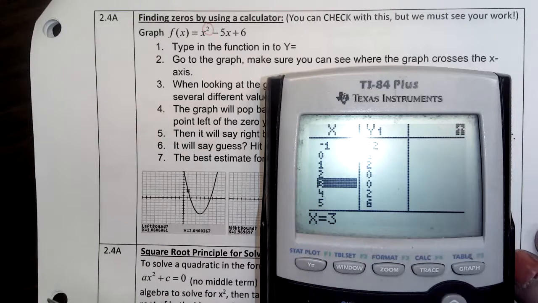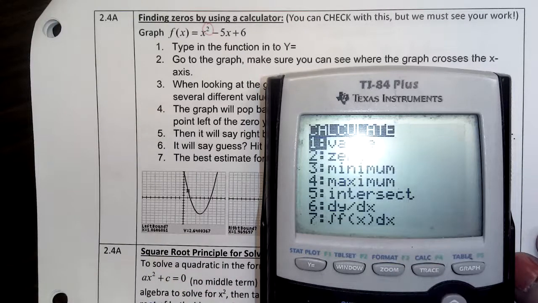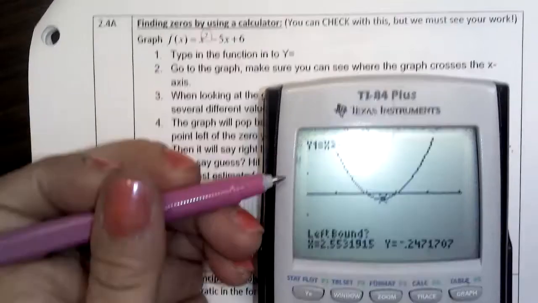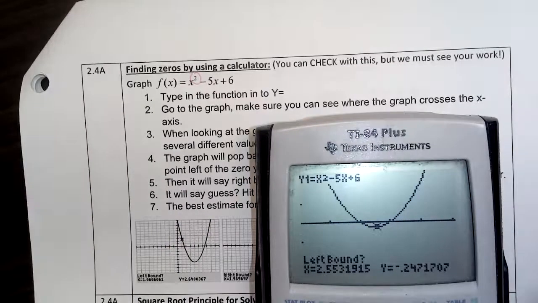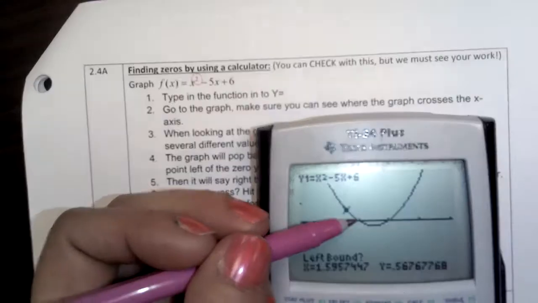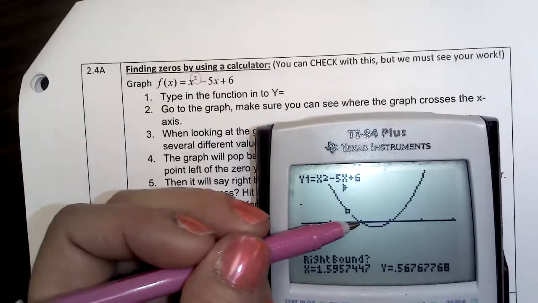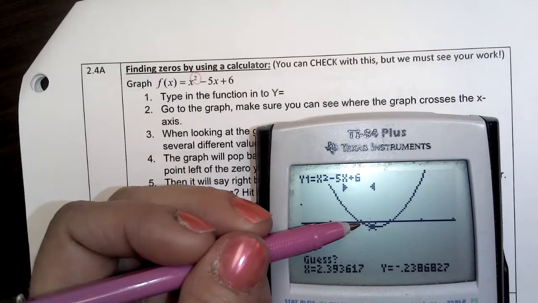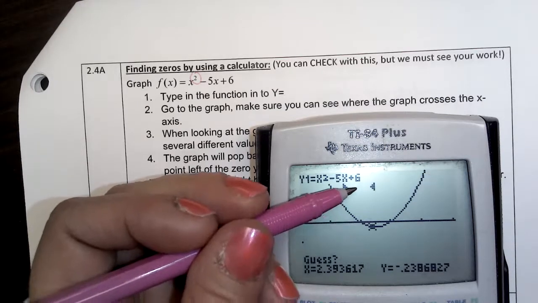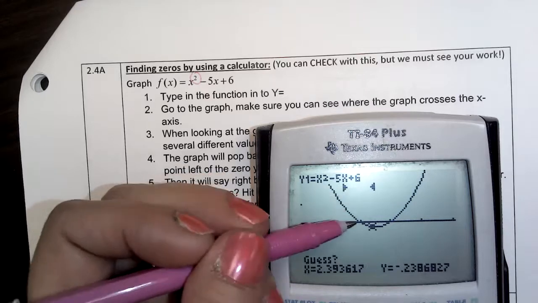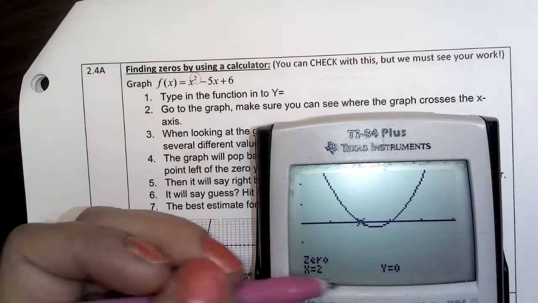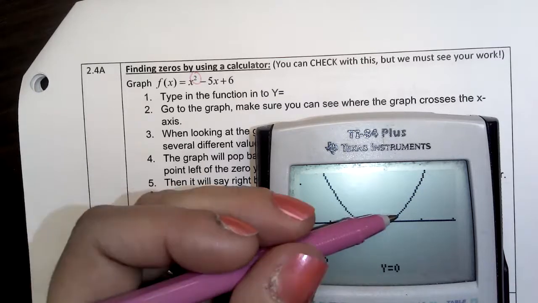So the other option is to hit second, trace, which will give you your calculate, and you're going to hit this 0. Okay. And then from there, you're going to have to scroll a little bit to the left of where you can see it crosses and hit enter. And then you're going to scroll a little bit to the right of where you can see it touches and hit enter. So that's saying, hey, do you want me to find a 0 between these 2 arrows? Yes, I do. So you hit enter again, and then it tells you your 0. And you have to do that for both of them.